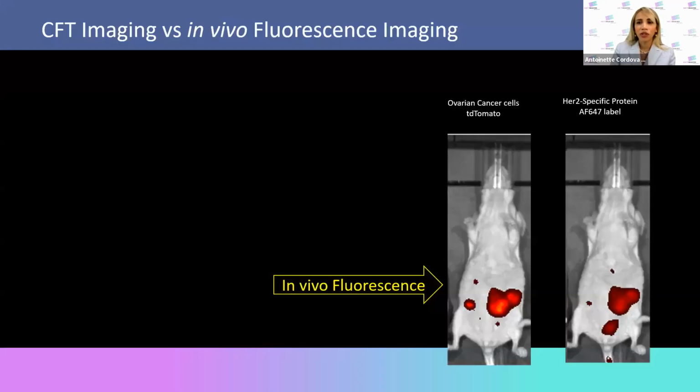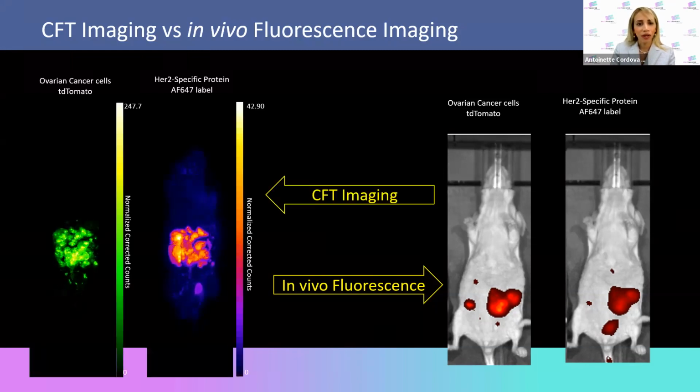Before I do so, I wanted to just compare CFT technology to traditional in vivo imaging, like IVIS, for example. On the right-hand side, you see the in vivo fluorescence images of ovarian cancer cells that were labeled with tdTomato, and then there's the HER2-specific protein that was labeled with an Alexa Fluor 647. When those animals were then put on the Xerra and CFT images were acquired, you can see the depth of information really just adds great value and honestly highlights what you could not see in traditional in vivo imaging.